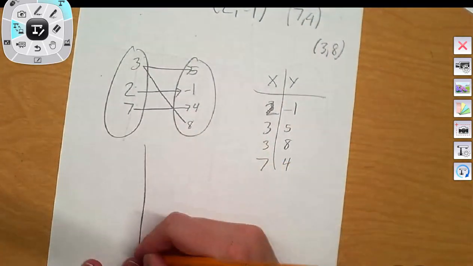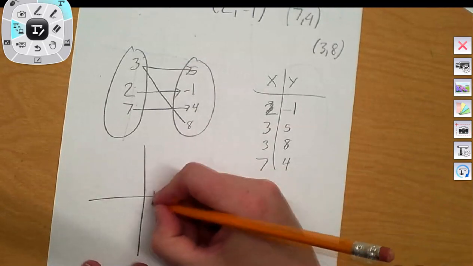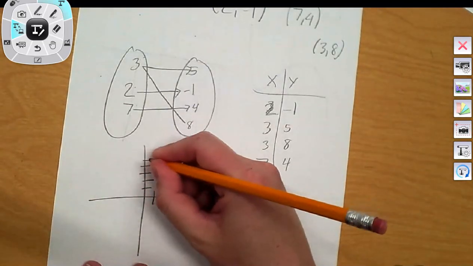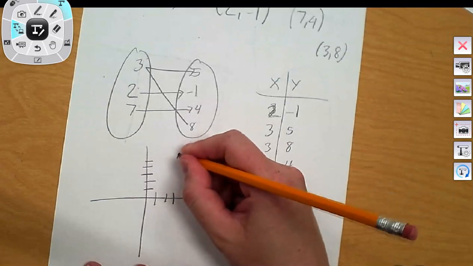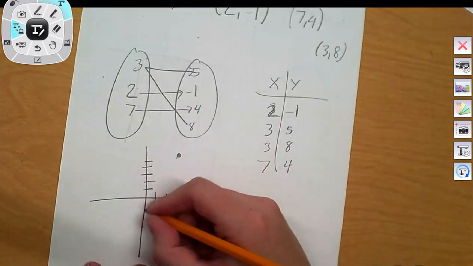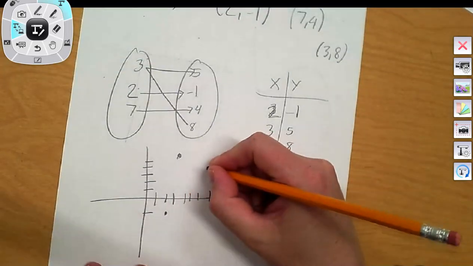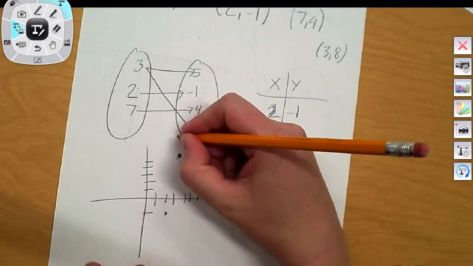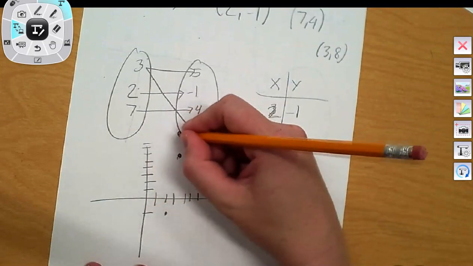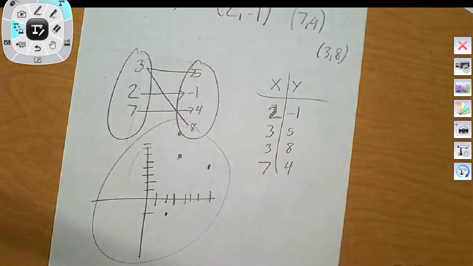For the graph, you go over 3, up 5, over 2, down 1, over 7, up 4, over 3, up 8. And that is the graph.